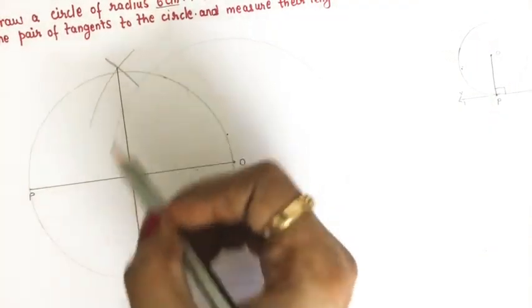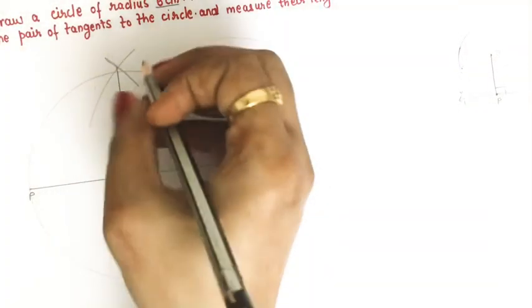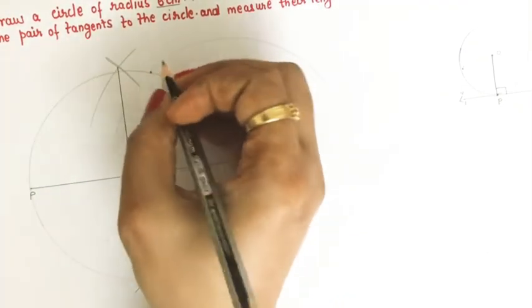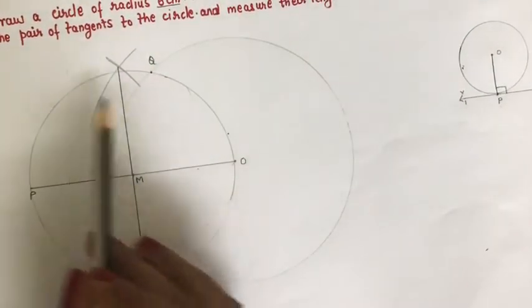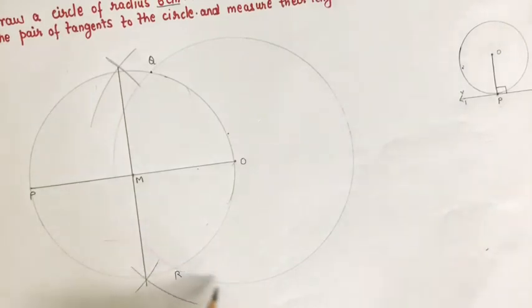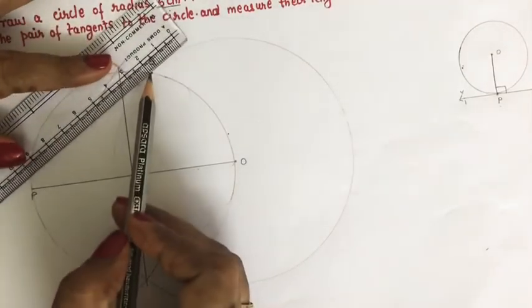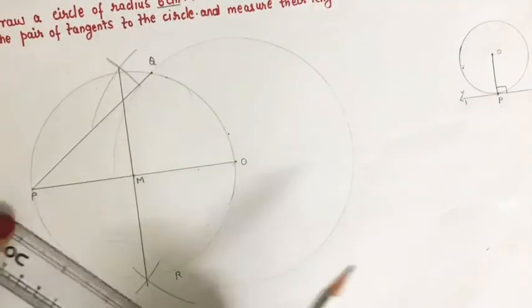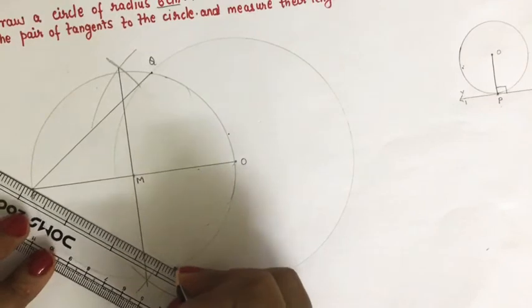Now children, can you see this circle intersects the original circle at 2 points, right? I'll just give them some names. Let these points be Q and R, right? So you can see this circle has intersected the original circle at points Q and R. Now join PQ and PR.